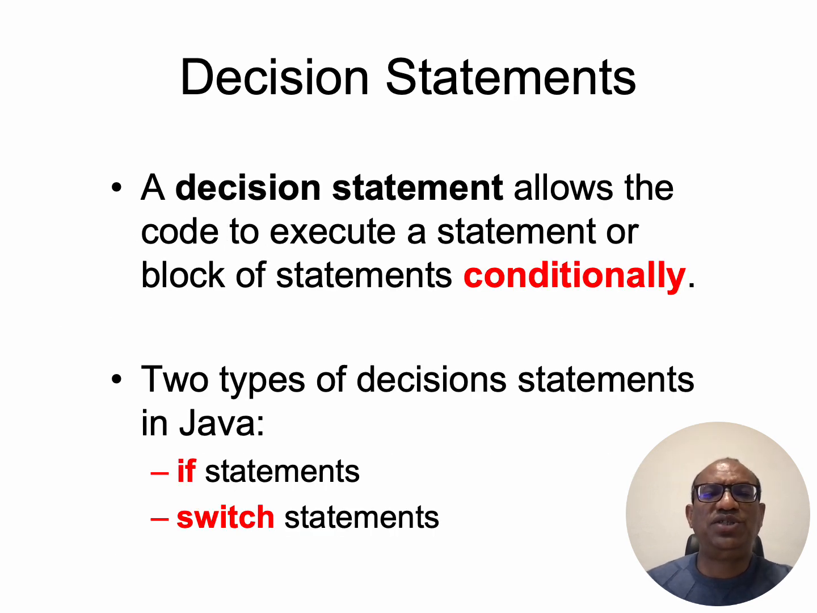Decision statements allow Java programs to execute specific code only when certain conditions are met. There are two types of decision statements in Java. If statements. These statements execute code only if a condition is true. The other one is switch statements. Switch statements test multiple cases for a given value. Decision making is essential in programming because it helps control the behavior of an application based on user input or system conditions.